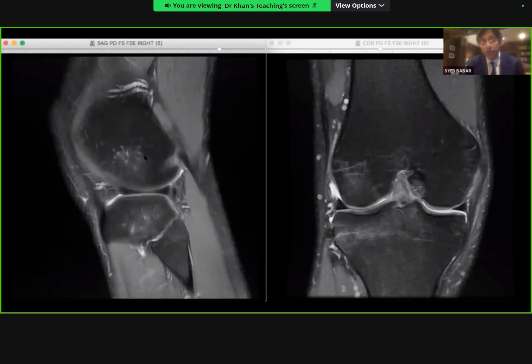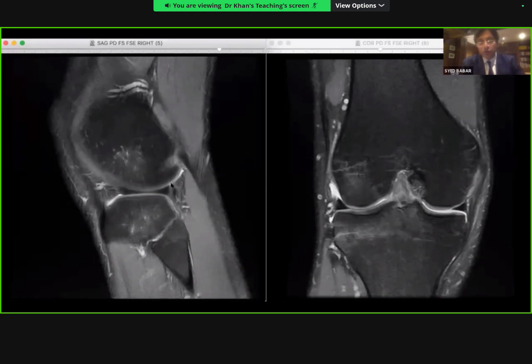Why? Because of the contusion pattern. Look at the bone marrow edema of the lateral femoral condyle and the posterolateral tibial corner, perhaps subtle marrow edema of the fibular head. So you can straight away tell that there's damage to the ACL. What extent? We'll come to in a second.